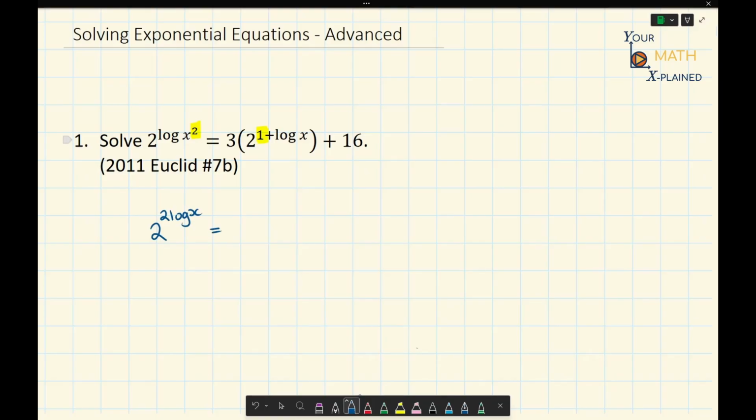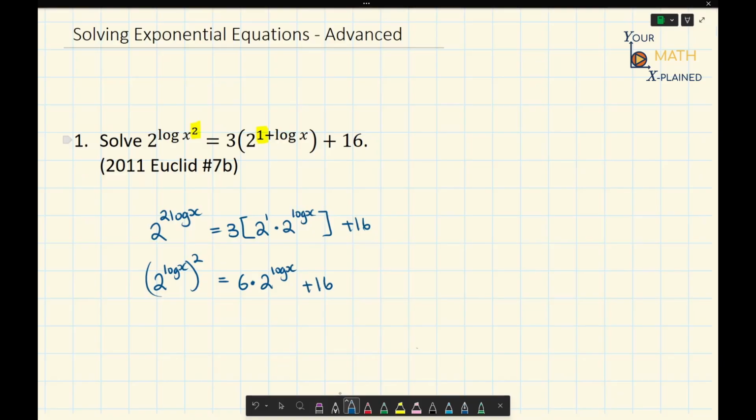And then on the right-hand side, we have 3 times. And since we have 1 plus log x as the exponent, we can actually divide that up into two exponents. So this will be 2 to the power of 1 times 2 to the power of log x. And in fact, we can actually rewrite the left-hand side as 2 to the power of log x all to the power of 2. And then the right-hand side, let's go ahead and simplify that a little bit. So this is going to be 6 times 2 to the power of log x plus 16.